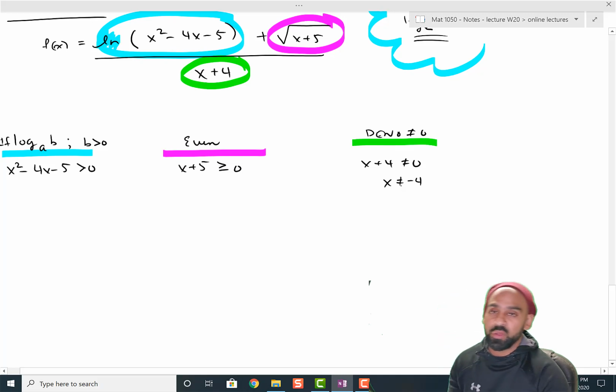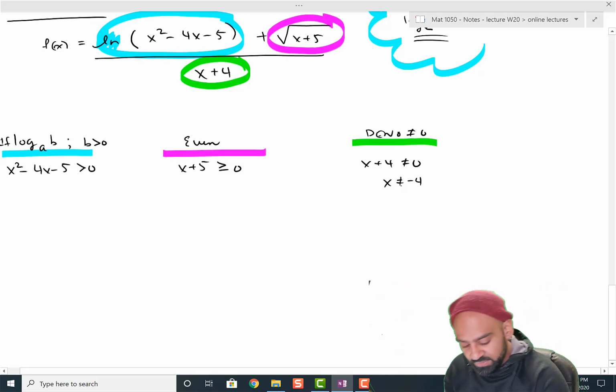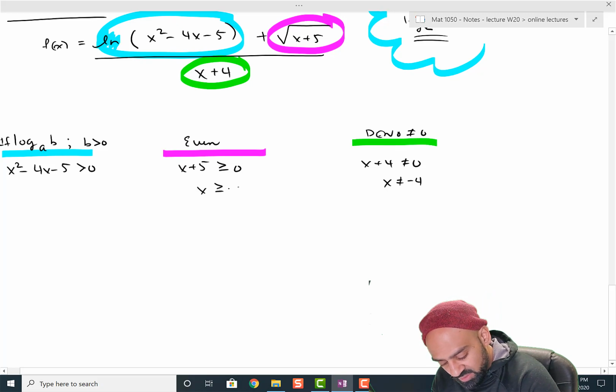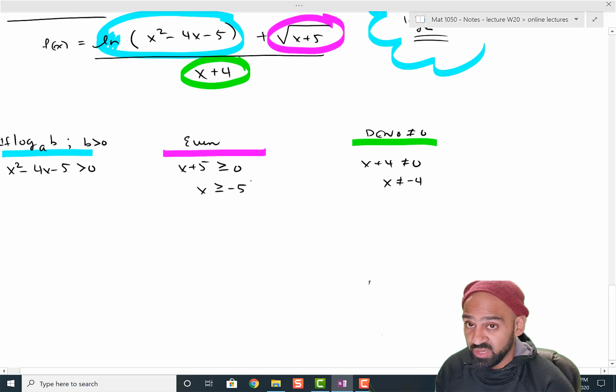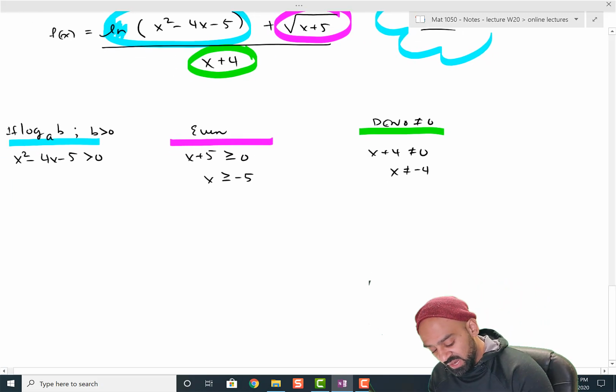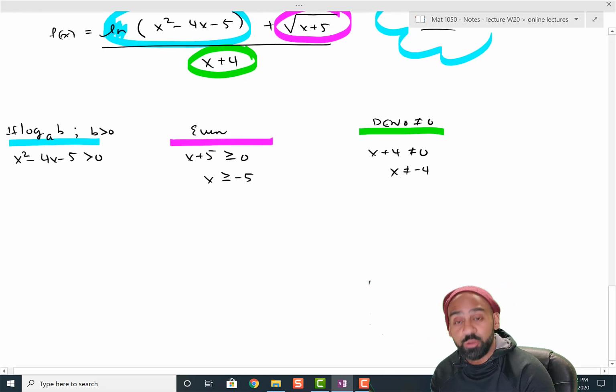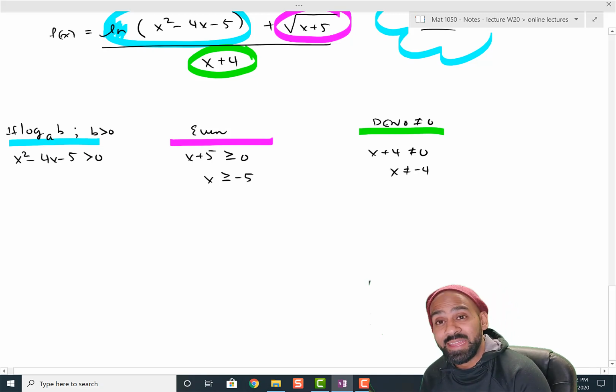So x can't equal 4, that's easy. So that's one number I don't like. It's got to go. Also, the even root says that x must be greater than or equal to negative 5. So now there's a whole bunch of other numbers I've got to get rid of. Let's see what this picky guy does. And again, that was a linear inequality, so I could just solve it directly. This guy's nonlinear, so I need a sign chart.